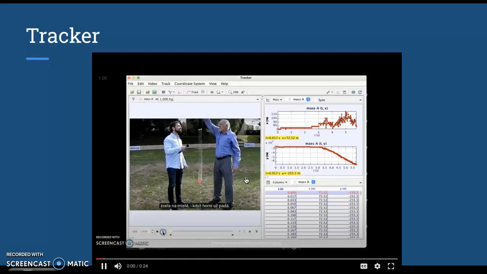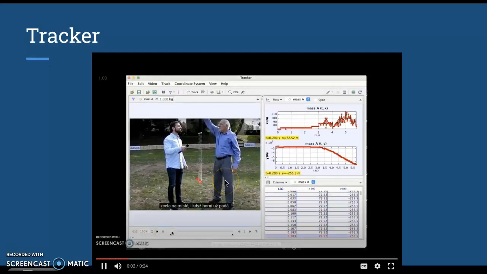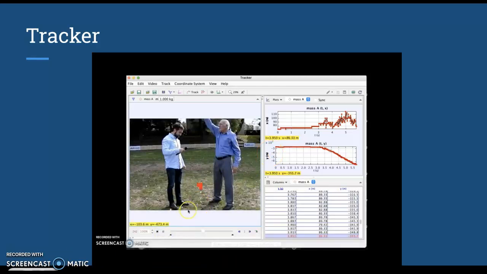I used the Tracker app to record the change in position of the slinky per frame, and on the right there's the graph modeling the y position of the slinky versus time.